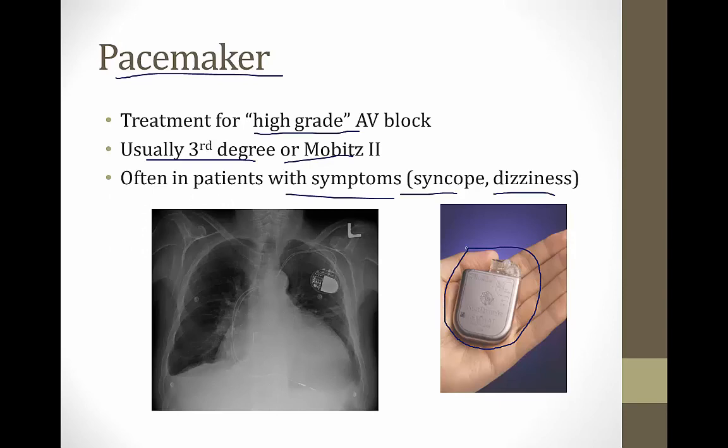It's implanted below the skin, usually on the left side of the chest, with wires that travel through the subclavian veins to the heart. This is a chest x-ray of someone who has a pacemaker. You can see the device in the upper left chest, and you can see the wires going to the right atrium and the right ventricle, and they will pace the atria and the ventricle as needed so that the patient does not develop symptoms of bradycardia.